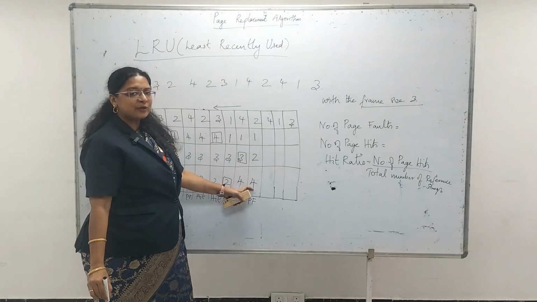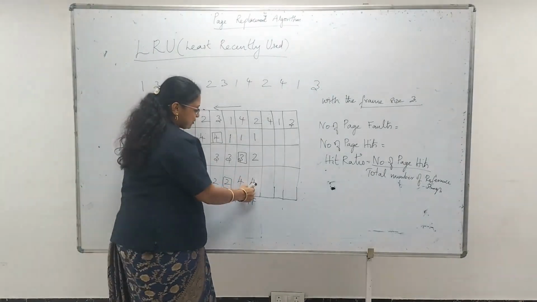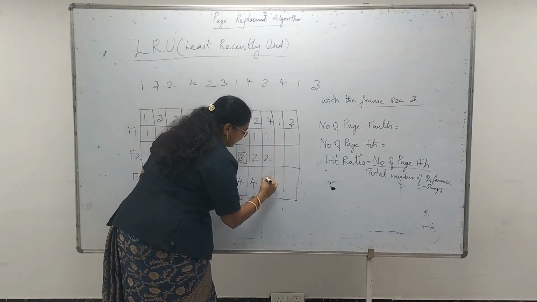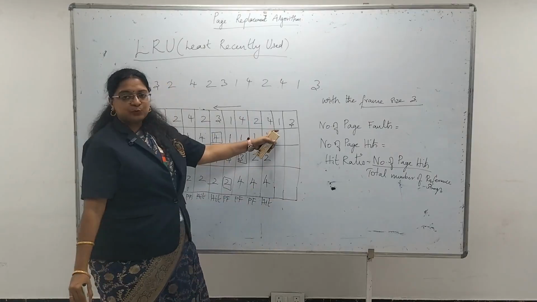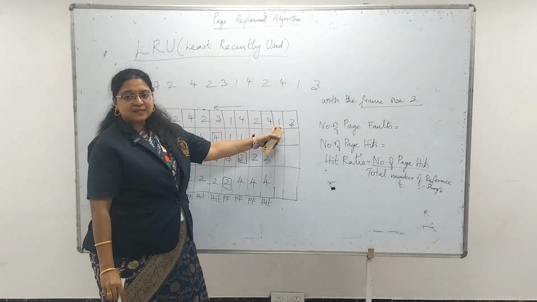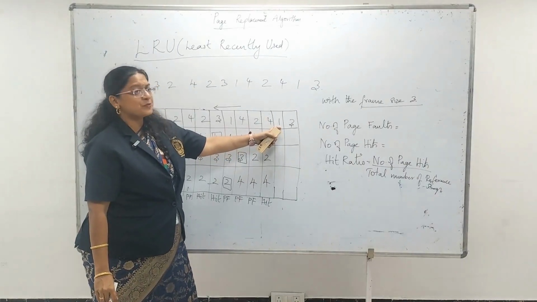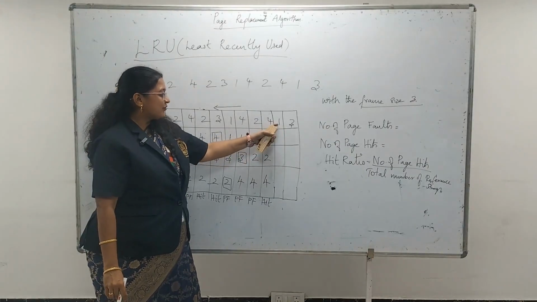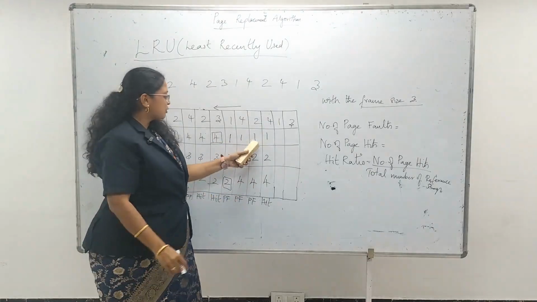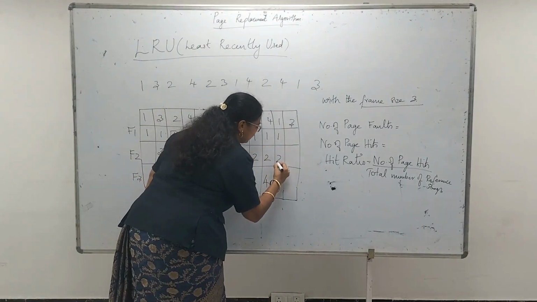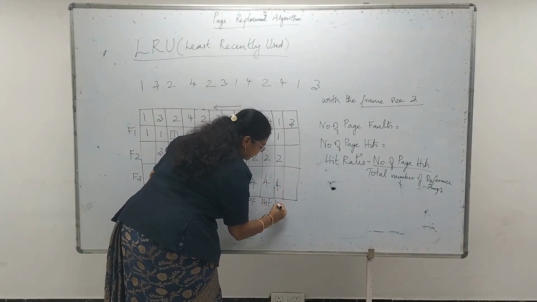Check whether 4 is present in this memory or not. 4 is present here, so that is a hit. And then check the next element in your reference string, which is 1. Check whether 1 is present: that is 1, 2 and then 4. So 1 is present here. So 1, 2 and then 4. That is also a hit.